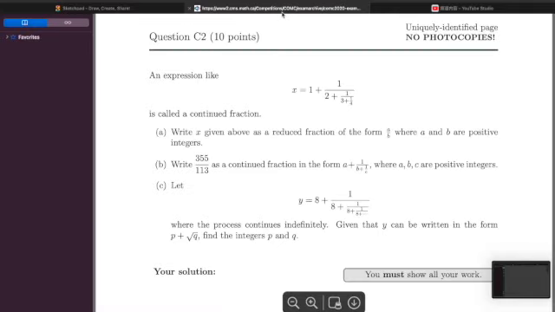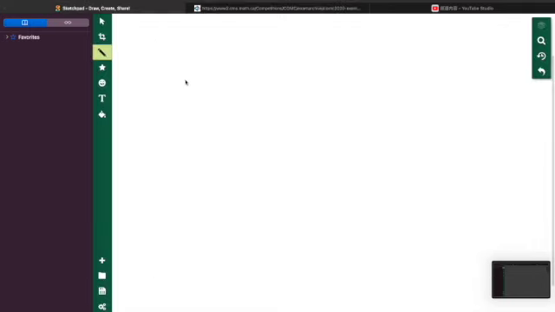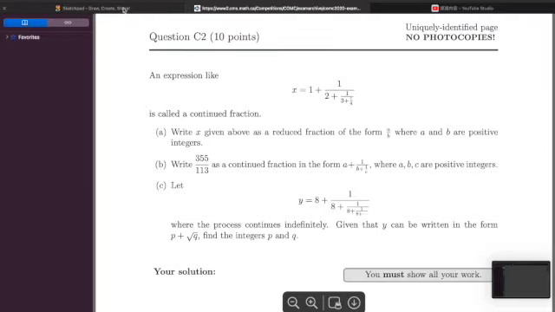This week, we are going to look at another COMC problem. An expression like this is called a continued fraction. First problem: write x given above as a reduced fraction in the form a over b, where a and b are positive integers. So let's draw the problem out and then solve it.